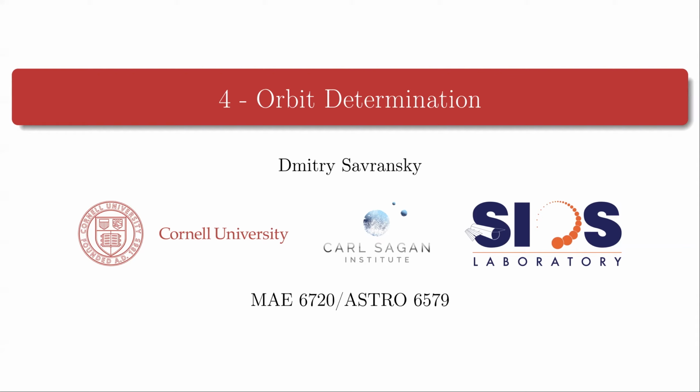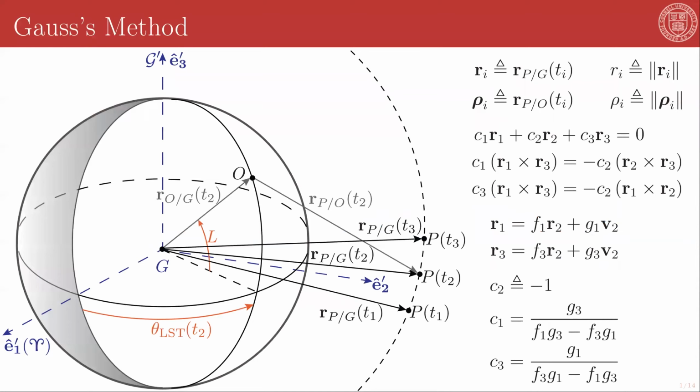So here we will consider the cases where range cannot be calculated, and instead you only have angle measurements, which is the case whenever you are using optical sensors and for all deep space objects. And we begin with Gauss's method. There's a really fascinating history behind Gauss's method.